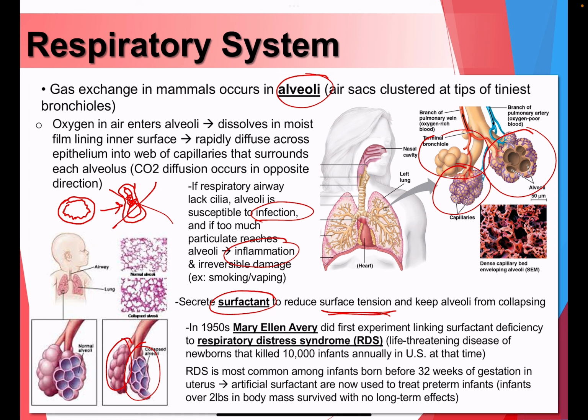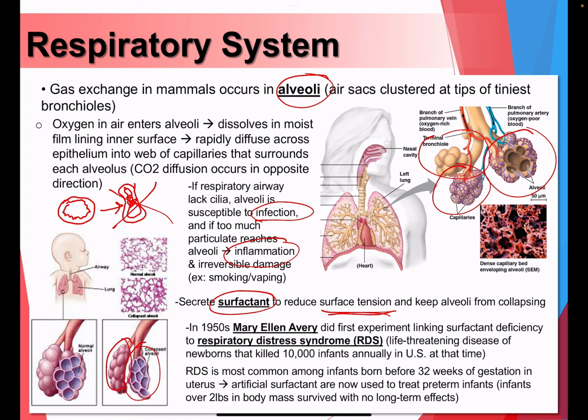RDS is a life-threatening disease of newborns that used to kill 10,000 babies annually, and that's a huge number in the US at that time. It was all due to this lady, a scientist, who discovered that if you were able to give artificial surfactant to these babies, they would survive.